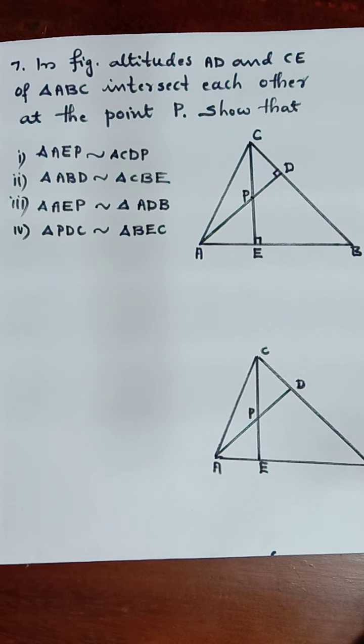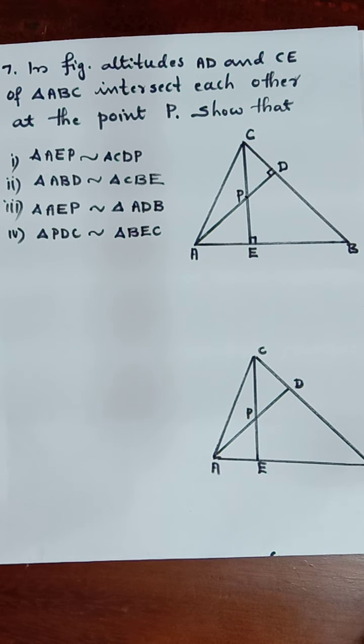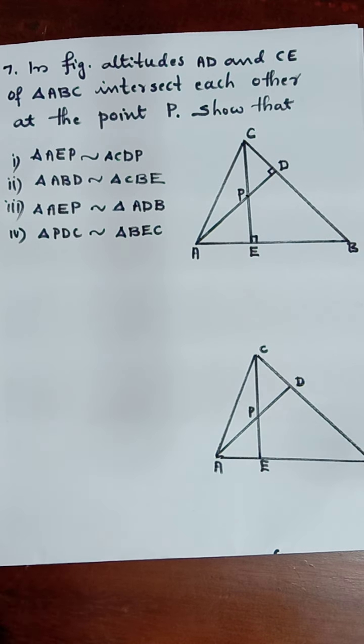We have to prove that triangle AEP is similar to triangle CDP. AEP triangle, I'll mark AEP. This is triangle AEP, similar to triangle CDP. So these are the two triangles we have to prove similar. By shading this, it's very simple. We'll be able to find out how it is.